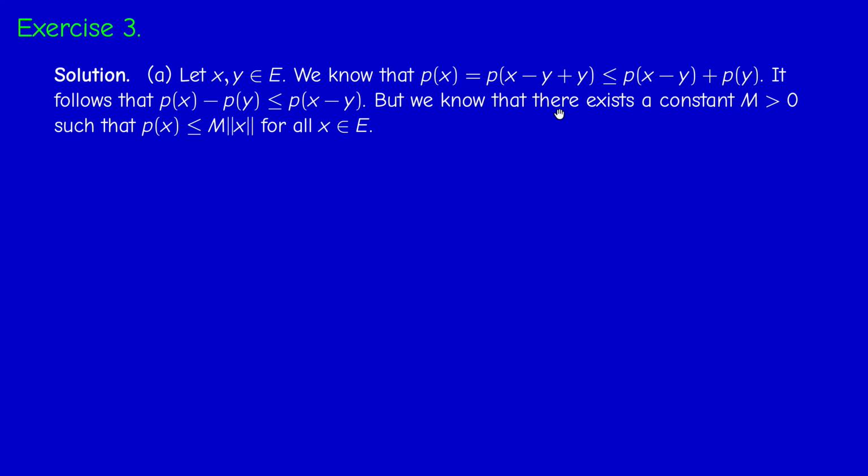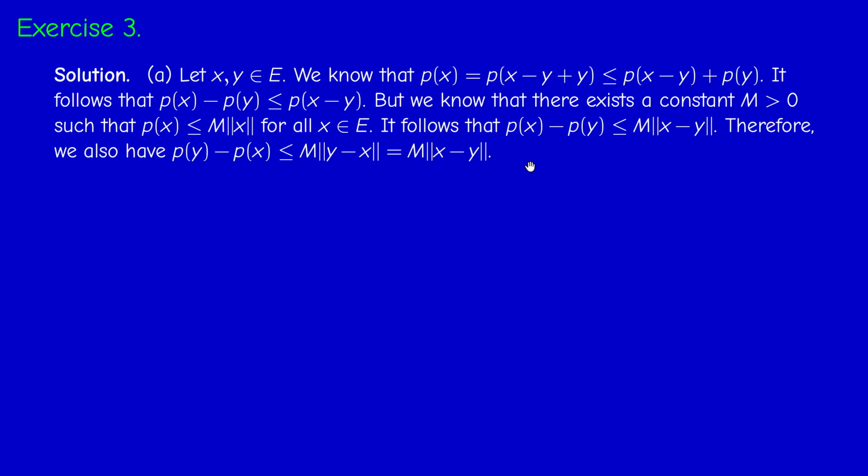Now we know by the lecture that P of x is less than a constant times norm of x. So therefore, P of x minus P of y is less than P of x minus y, which is less than m times the norm of x minus y. And now by symmetry, P of y minus P of x is less than m times the norm of y minus x, which is the same as the norm of x minus y. So both P of x minus P of y and P of y minus P of x are less than the same thing. So the absolute value of the difference is less than m times norm of x minus y, because the absolute value is either this or this. So this proves that P is actually Lipschitz continuous, okay, a desirable property.